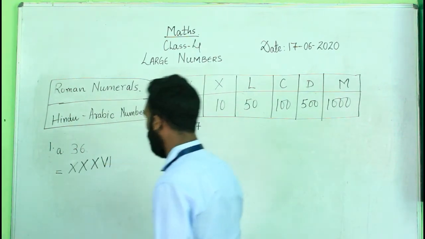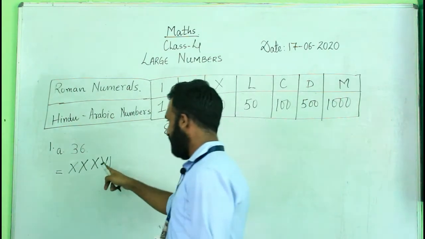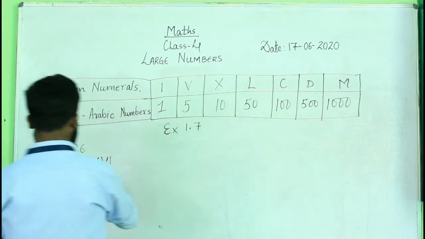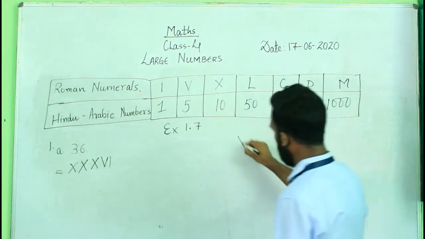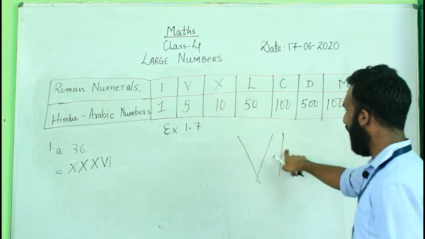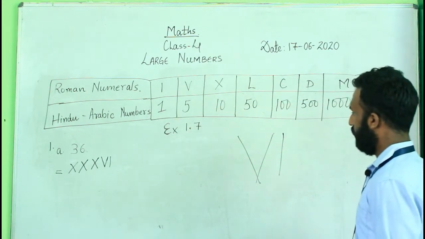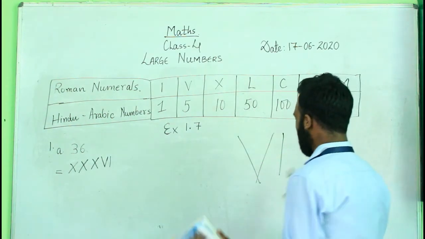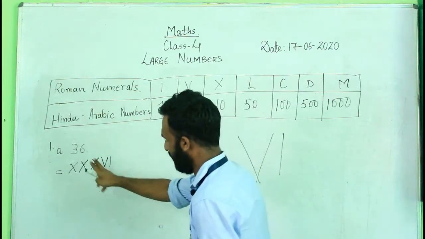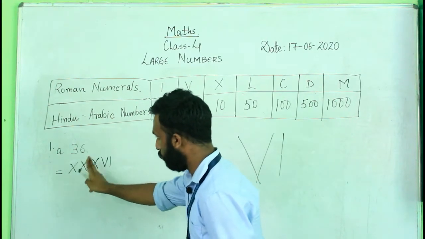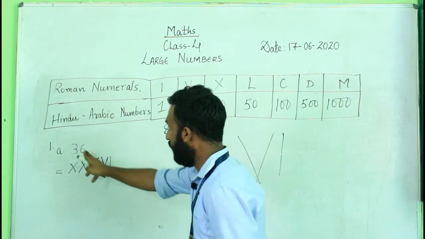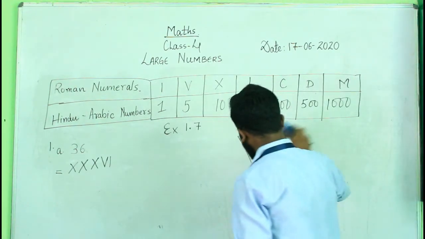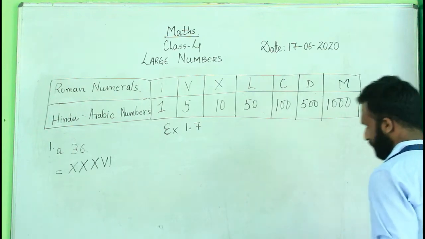And this is I, 1. As I told you, whenever the smaller number is at the right side of the bigger number, this 5 is bigger, that means addition. 5 plus 1 is 6. So 10 plus 10 is 20, 20 plus 10 is 30, so 36. This is how we will write the Roman numerals for the given Hindu Arabic numbers.